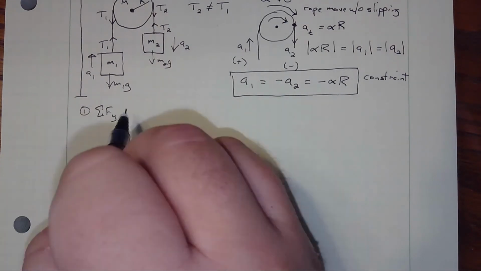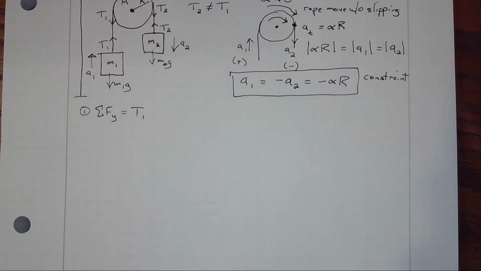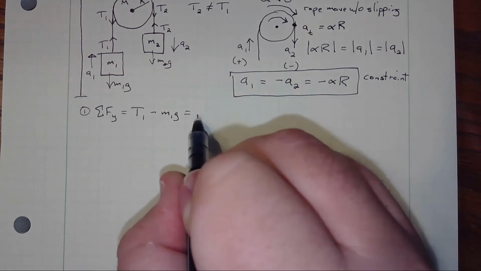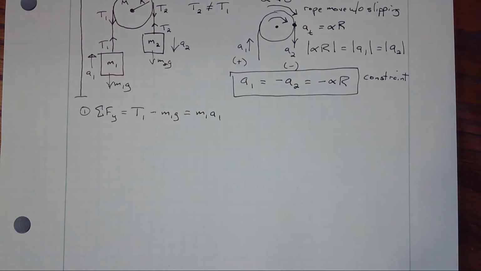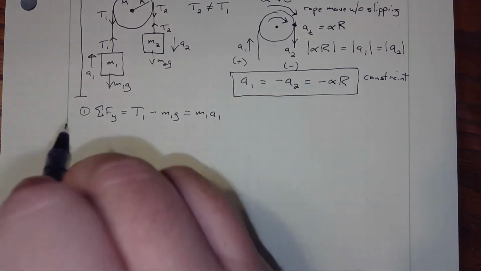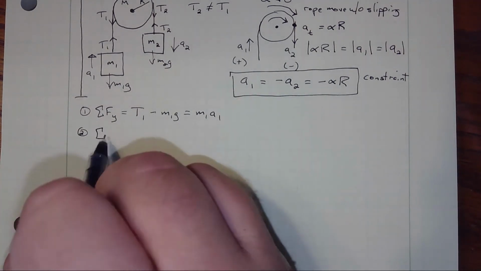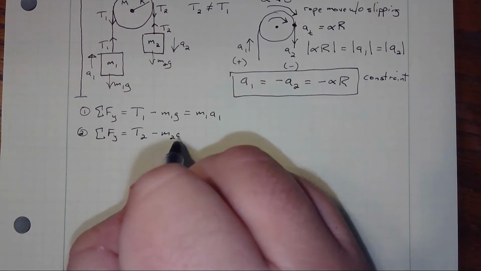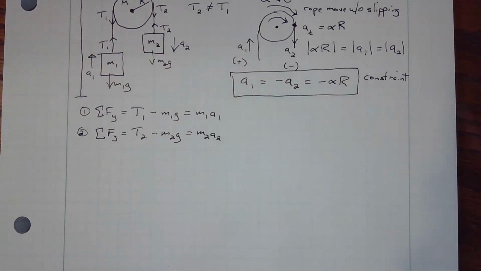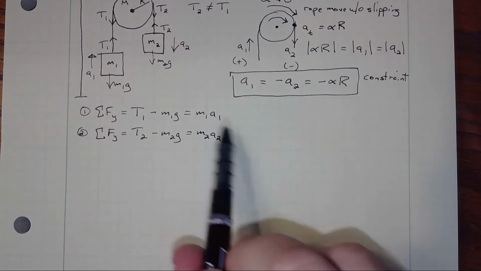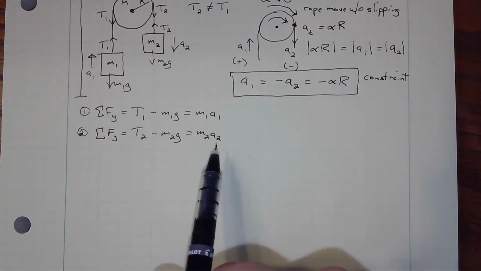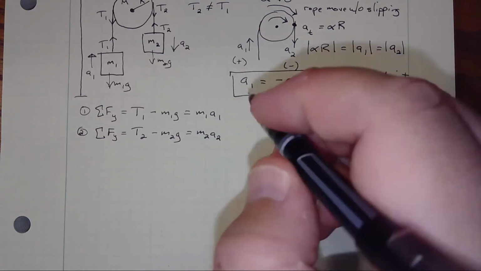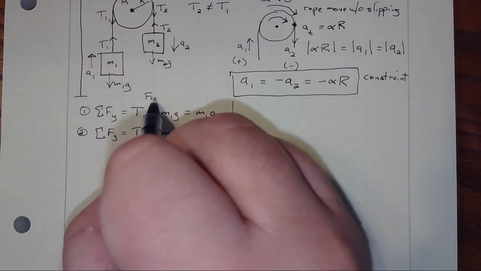Sum of forces in the y direction. Not exactly the same, because now that becomes T1 rather than just T, minus m1g is equal to m1a1. Again, tension and weight giving rise to the acceleration. Block number 2, we have sum of forces in the y: T2 minus m2g is equal to m2a2. So we'll leave these here for now, because notice I have two equations, but then I have four unknowns: T1, T2, a1, a2, again assuming we know the masses. So now we've done the forces that are acting on these blocks.